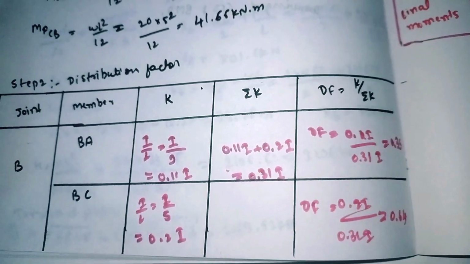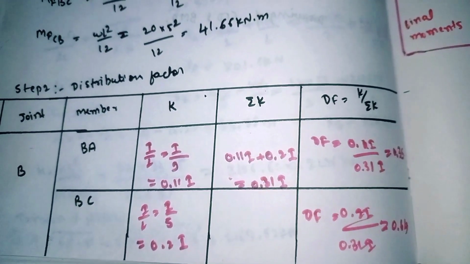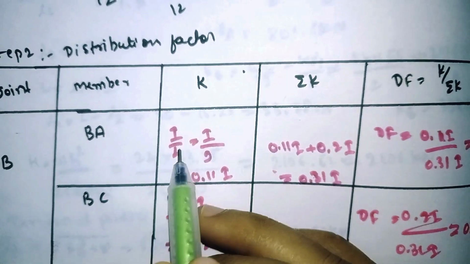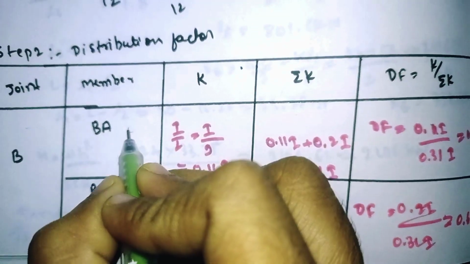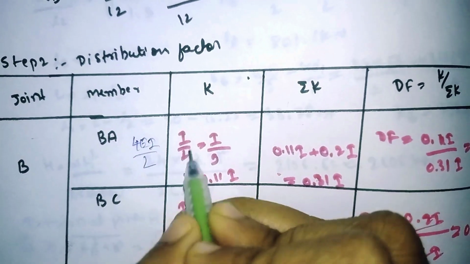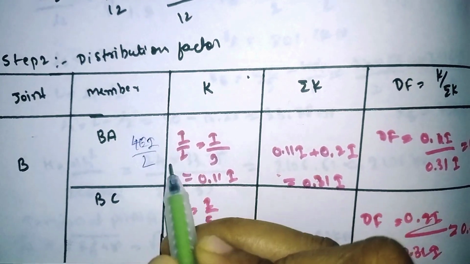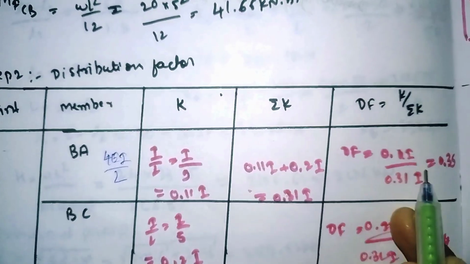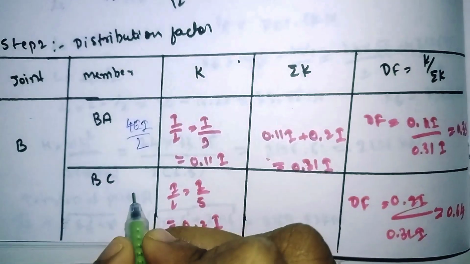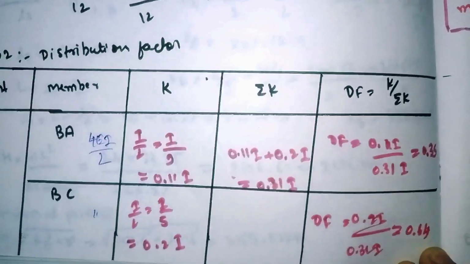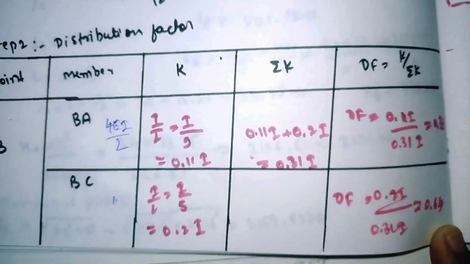So the next step is to find the moment distribution table. One more thing is, for calculating stiffness you can also use the formula 4EI divided by L. This formula is the simplified version of this. You can use either this or this, and you will get the same answer. There is no difference.